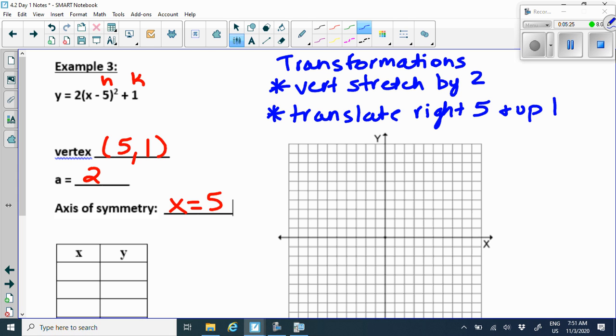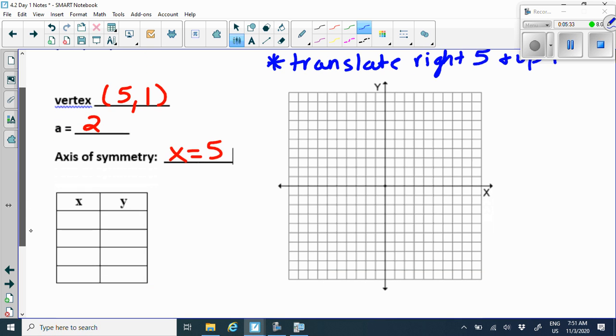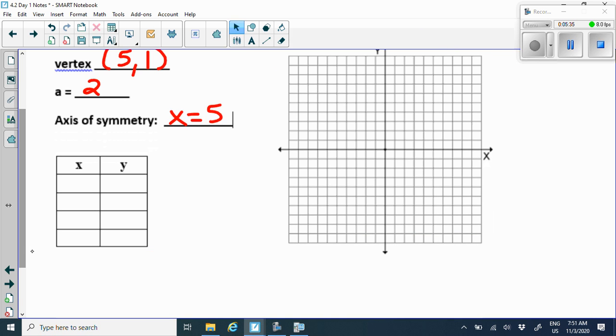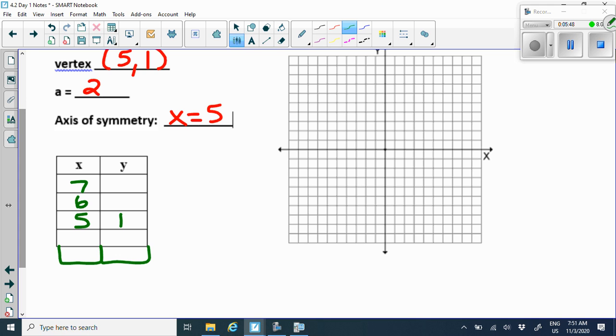So because our graph is going to be opening up, that means our vertex is going to be a minimum. So it's going to be the lowest point on our graph. Now let's see that by plotting some points. Okay, I'm going to add another here. So we have our vertex at 5, 1. And I used points like 6 and 7, and then 4 and 3.